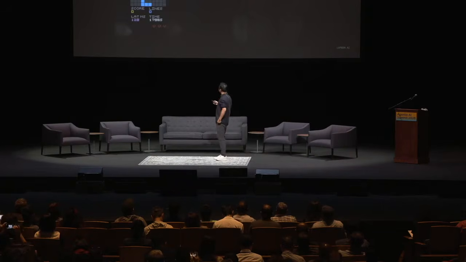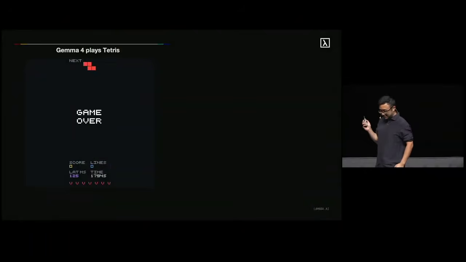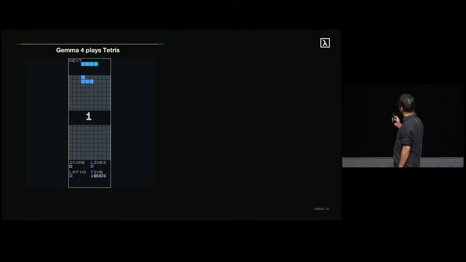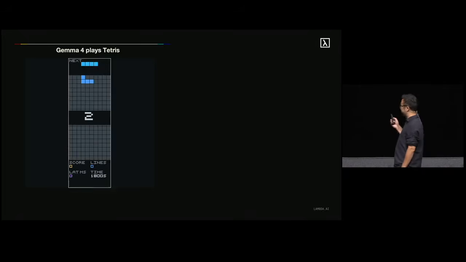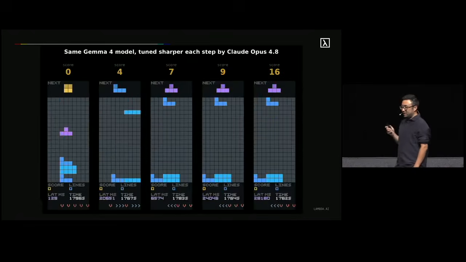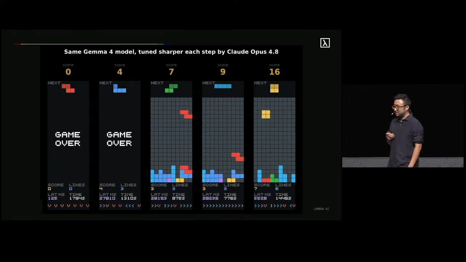Hi, everyone. So this is not a mistake. This is actually my first slide. What you are watching is Gemma 4 play the game of Tetris. At the beginning, as you can see, Gemma does not know how to play and scores 0. Then we had Claude watch how Gemma played the game and try to teach it to play better.